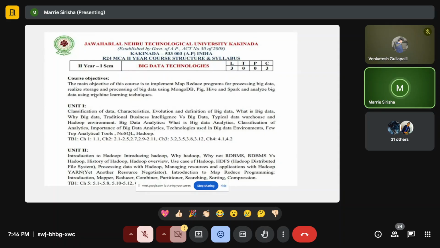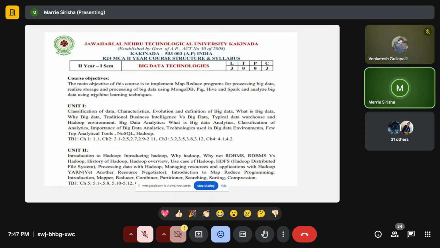This TB1 is textbook one, and in chapter one, all these topics are included. So don't get confused about this last line, TB1, CH1. That is textbook one, chapter one. It is given for your reference.